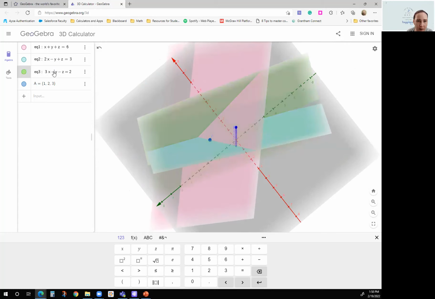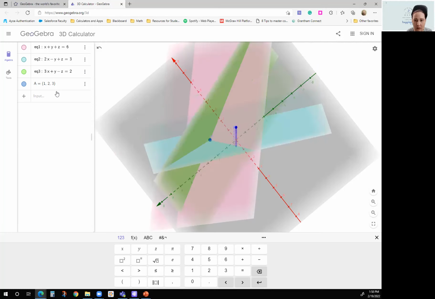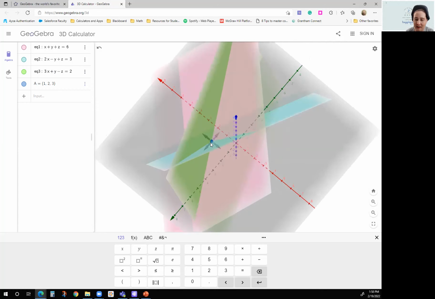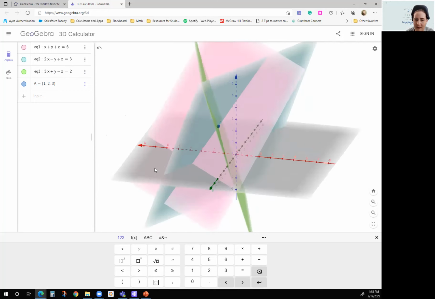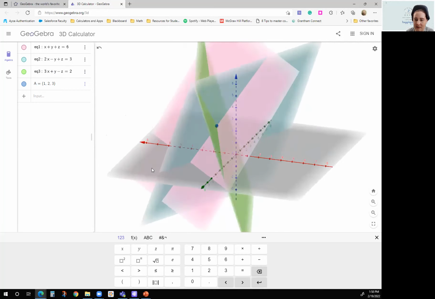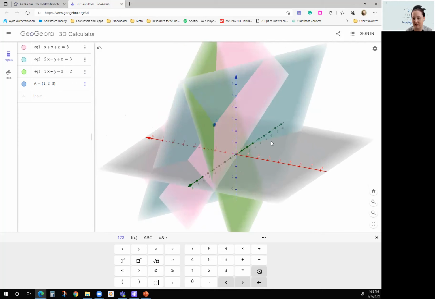Oh, that's because I typed in my equation wrong. Okay, there we go. So that's another thing, if you don't type your equations into the system right. Okay, it does look like it's intersecting. So your intersection point is basically where three of these flat surfaces combine, but it's just really hard to see visually.